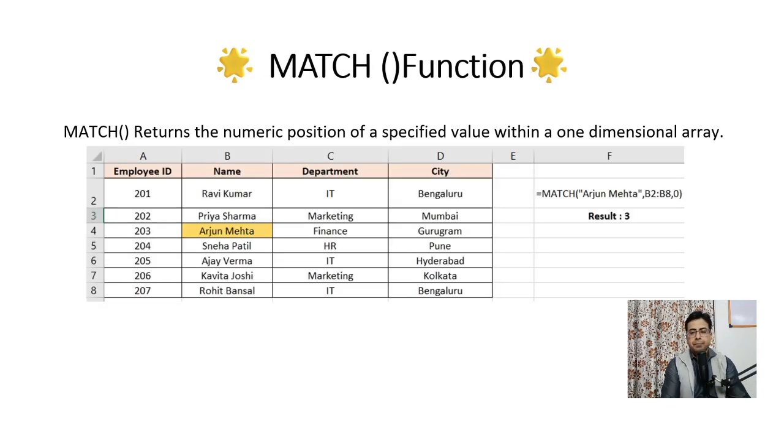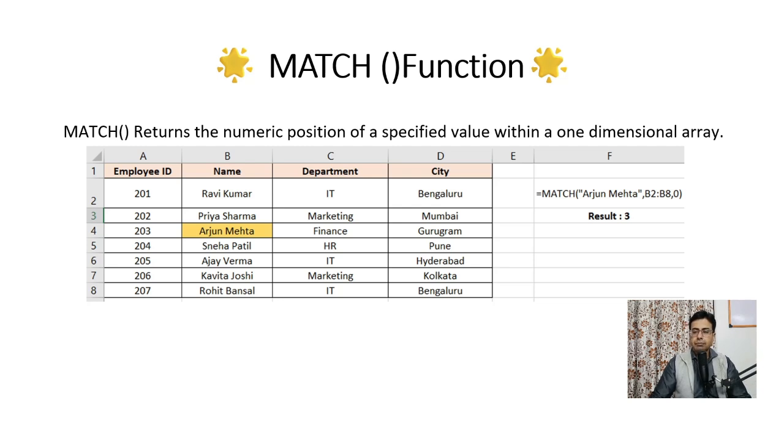So out here, if I want to know the position of Arjun Mehta in the B column inside the data, what do we need to do? We need to type equals MATCH. So first the value that we are looking for, the lookup value, is Arjun Mehta. Then the range, here we have taken B2 through B8, right? Because our data starts from B2, we can easily determine the position if we start from B2, and B8 is the last cell in our data.